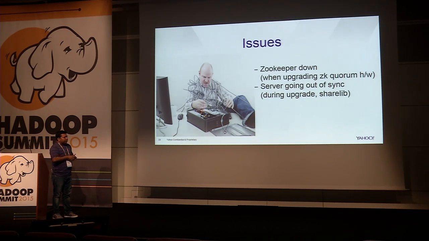Since we do a rolling upgrade, where one server gets upgraded first and then the other, there is a time when the servers go out of sync, because during the upgrade, if one server is upgraded and the other is not, they will have different settings. Same with the ShareLib. For a short duration, one server will be using a different set of jars for job submission than the other server.